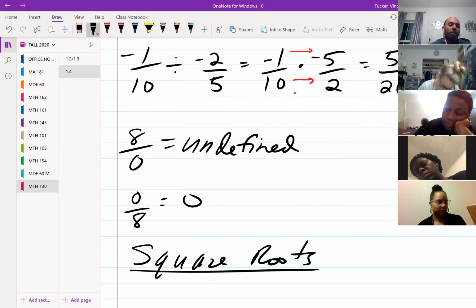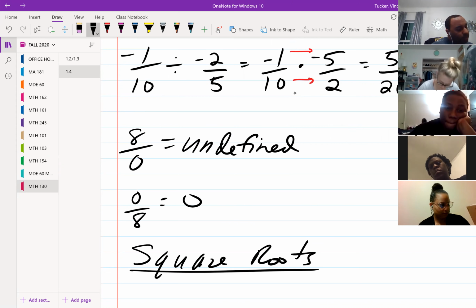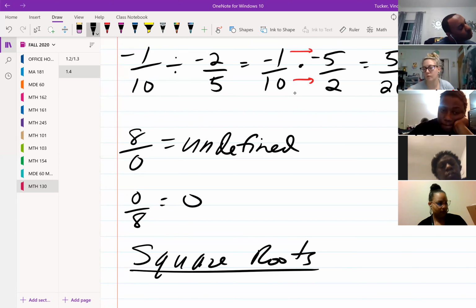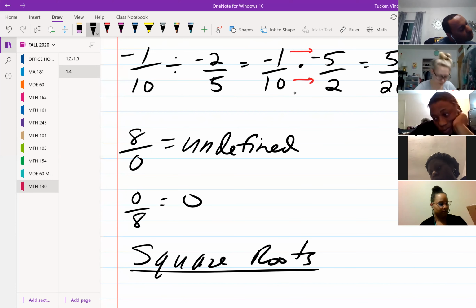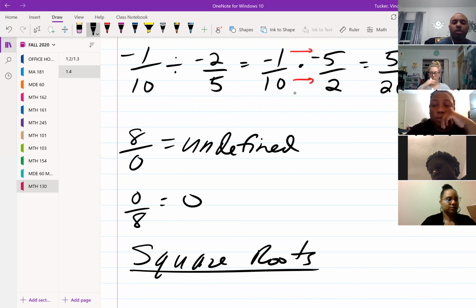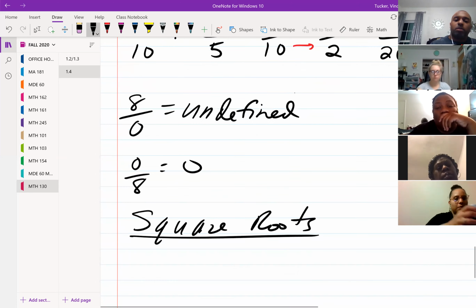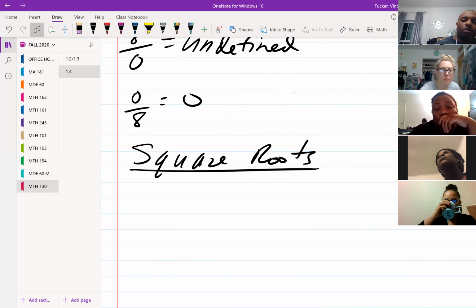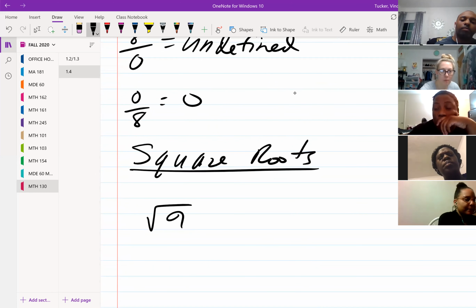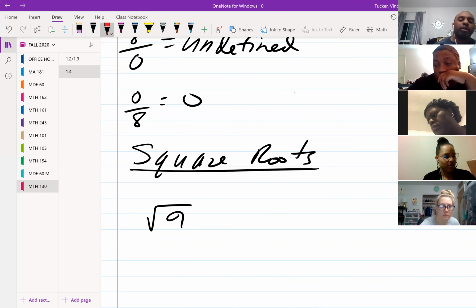All right, any questions before we look at square roots? In the same section, we haven't left the section. This is the last thing in the section. All right. So square root. Let me see what's a good way of writing this.